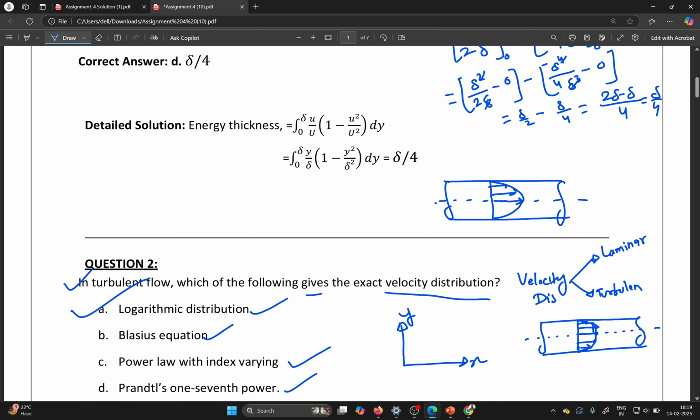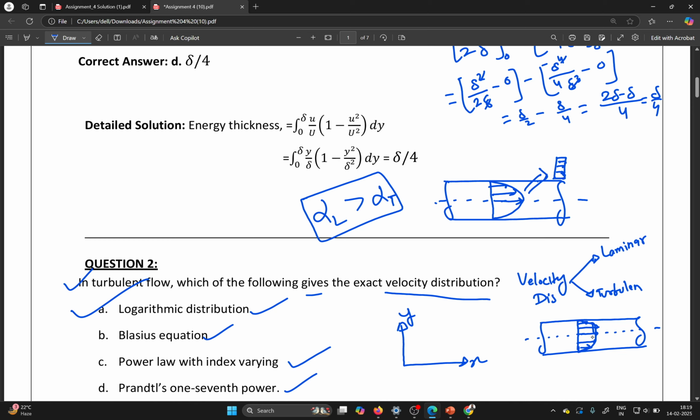Always remember another point: the kinetic energy correction factor in case of laminar will be greater compared to turbulent. Why? Why do we need the kinetic energy correction factor? When you average this graph, you convert it into this kind of graph, that is the average value. Average means what? Everywhere the same value.